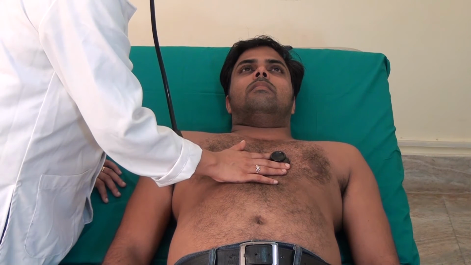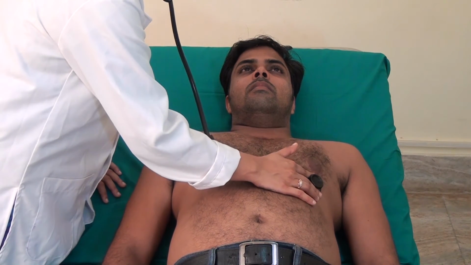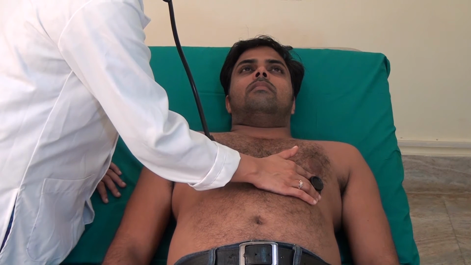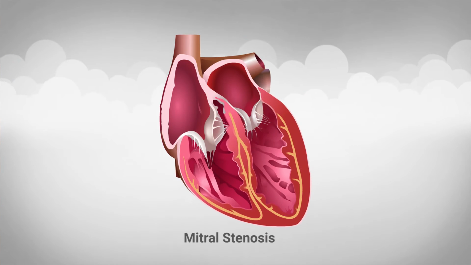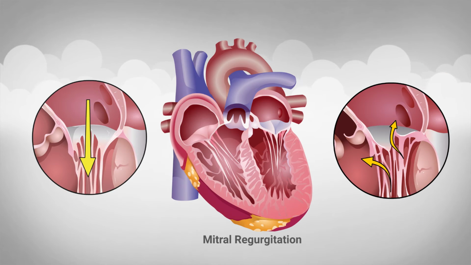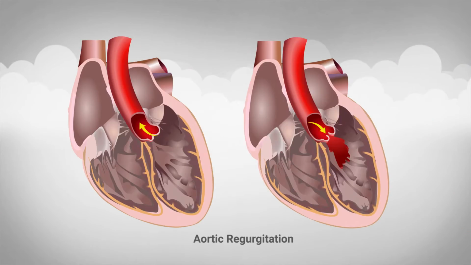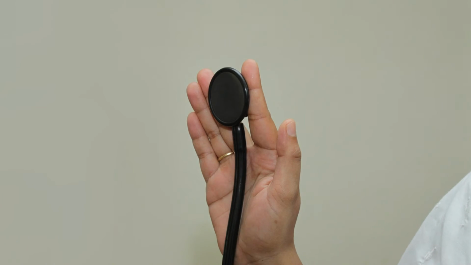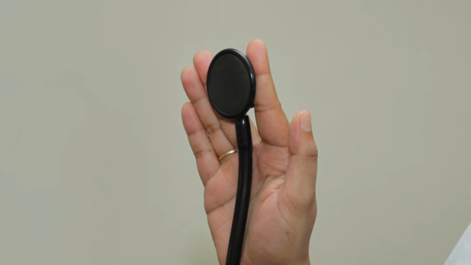Then move towards the mitral area at the 5th intercostal space at the mid-clavicular line. An aortic ejection sound, a mid to late systolic click, the opening snap of mitral stenosis, the systolic murmur of mitral regurgitation, and occasionally the high-pitched murmur of aortic regurgitation are also heard in this area with the diaphragm.